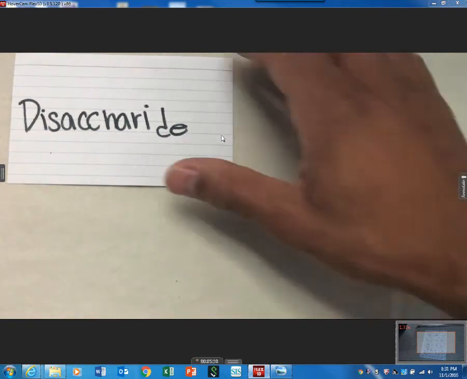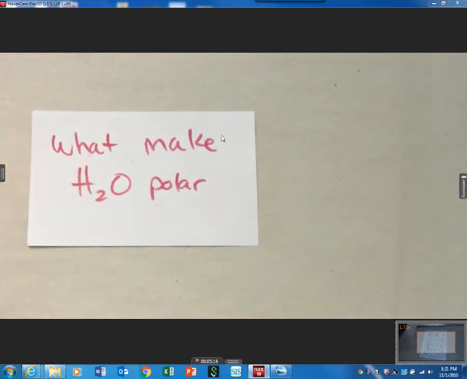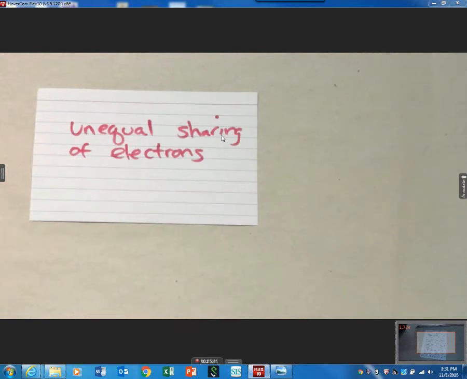Disaccharide. Okay. Hey, here's one that students always get wrong. Hydrogen. Say it louder. The H is slightly larger than O. Okay, but yeah, that's the result though. Well, what makes it polar? The unequal sharing of electrons. Yes. Okay, here's one.